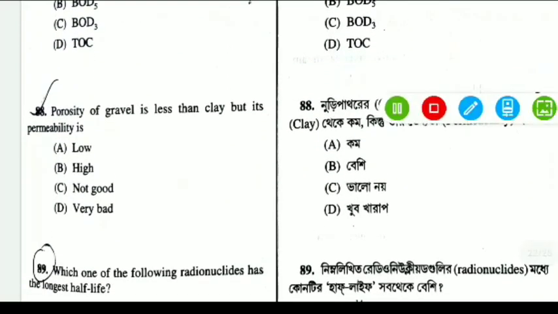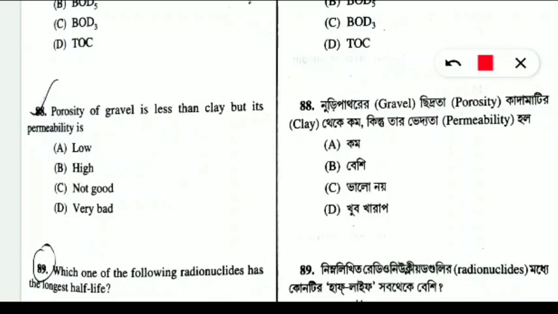Porosity, again it came, so I told you it is very important. Porosity of gravel is less than clay, but its permeability is high. Yes, we have discussed this in question number 80 already.